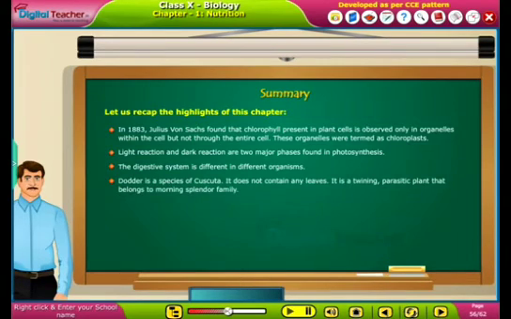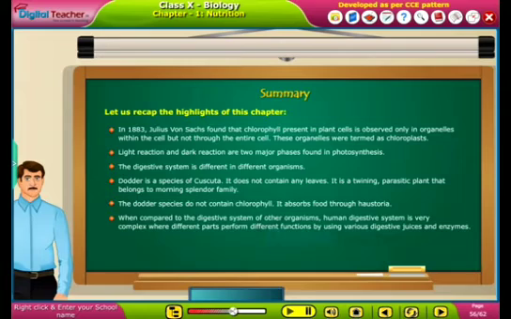Dodder is a species of cuscuta. It does not contain any leaves. It is a twining, parasitic plant that belongs to morning splendor family. The dodder species do not contain chlorophyll. It absorbs food through haustoria.